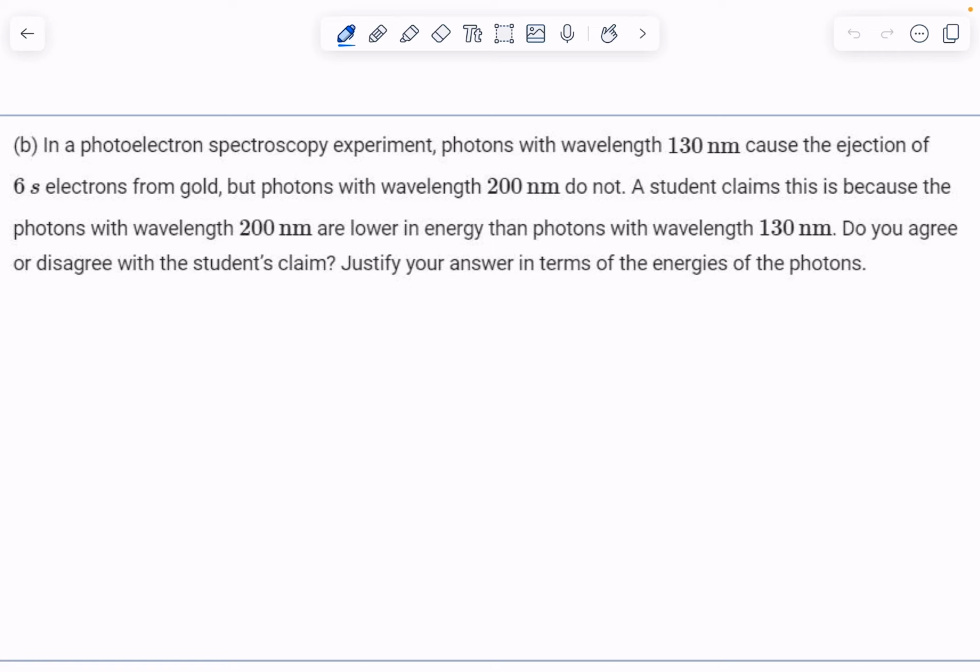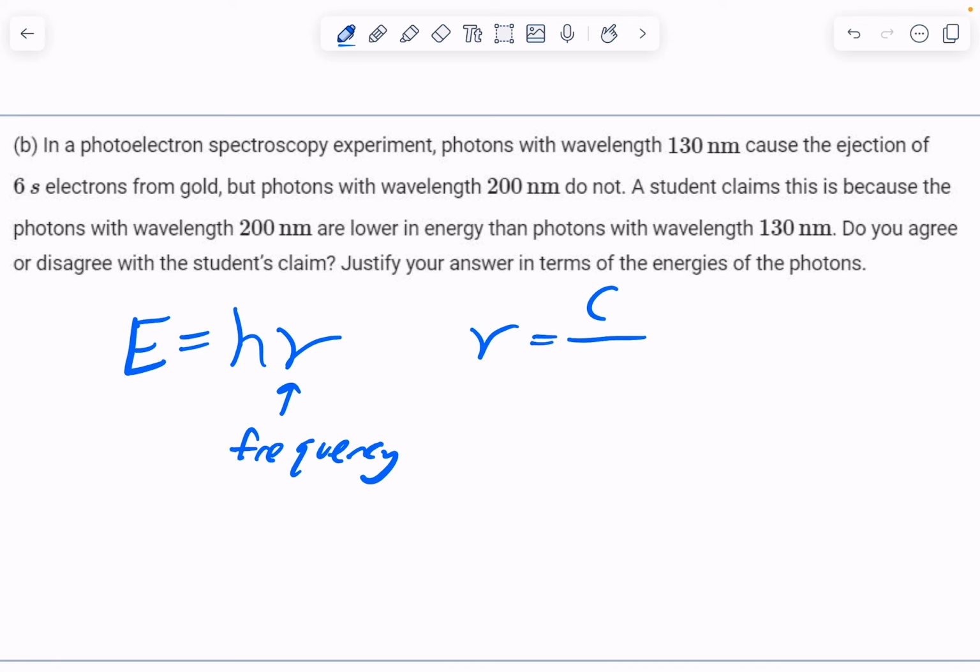Before I answer this question, let's talk about the relationship between energy and wavelength. So I'm going to put this equation here. Energy is directly related to Planck's constant times frequency. And we have another equation where frequency is inversely related to wavelength: frequency equals the speed of light divided by wavelength. So this is wavelength.